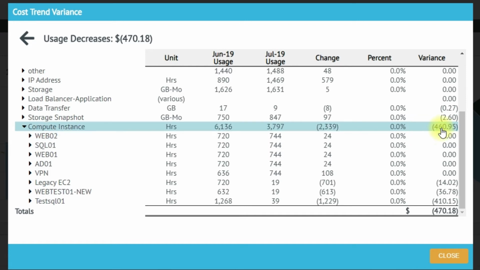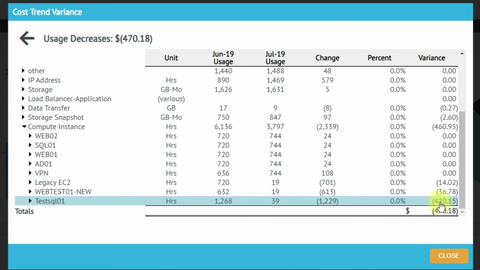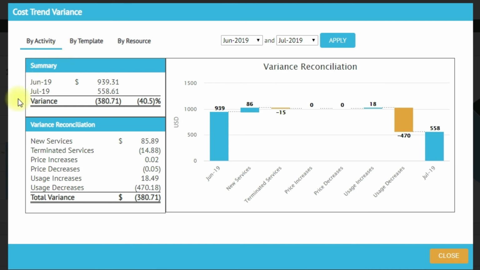So of this $460 in compute instances, the vast majority of that amount is with one resource. In this case, it's our test SQL 01 server. And you can look and see exactly what happened. We were billed for 1,268 hours for that server in June, but we were only billed for 39 hours in July. So at some point in early July, we shut that server down, and that's really why we experienced a price decrease. But you can see the power of being able to look at these variance reconciliations and dig down and find out the specific resources that are causing the problems.